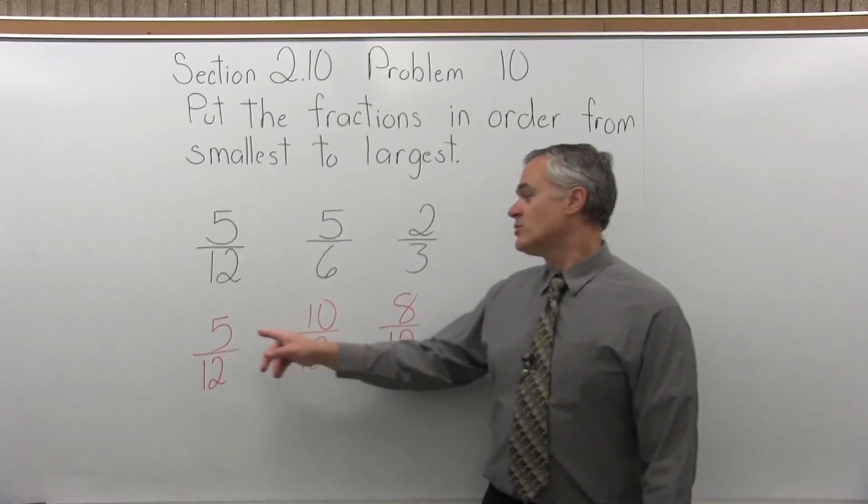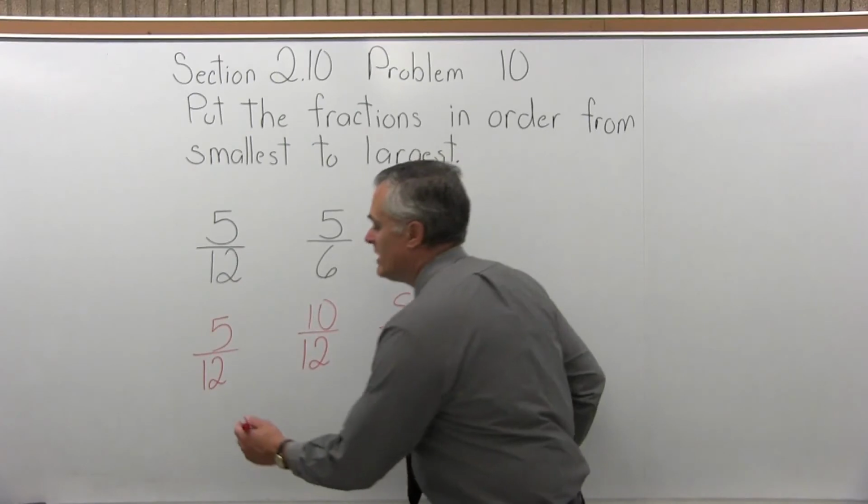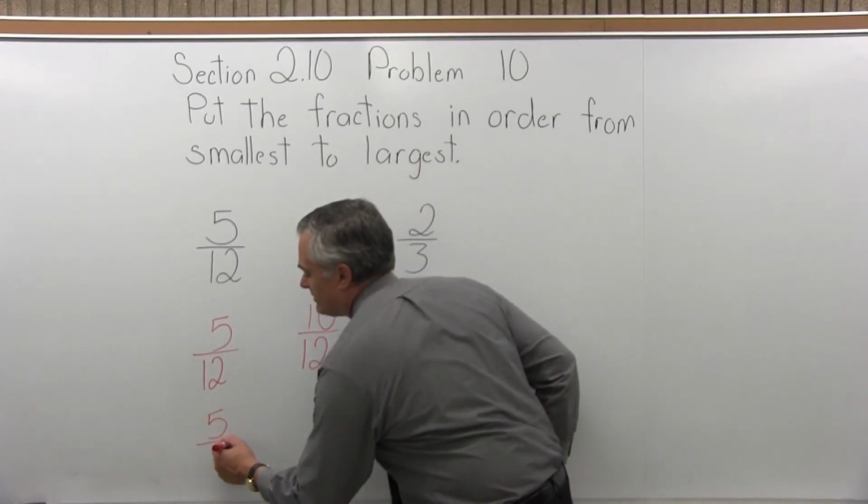Now it's clear that 5 over 12 is the smallest value. That came from 5 over 12. So I'll keep it first as the smallest fraction.